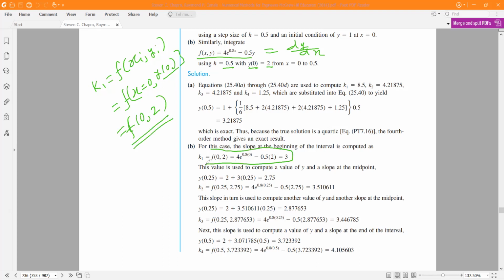Okay. Is it okay? So the next step is you have to calculate the value of K2. K2 equal to what? F of xi plus h divided by 2, and yi plus K1 into h by 2, isn't it? Yes, sir.